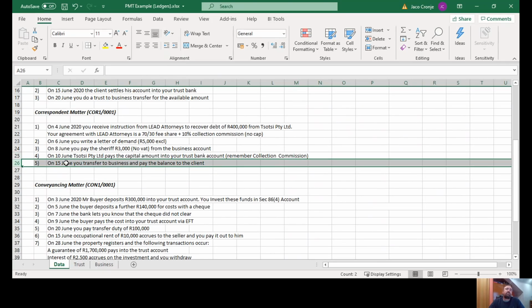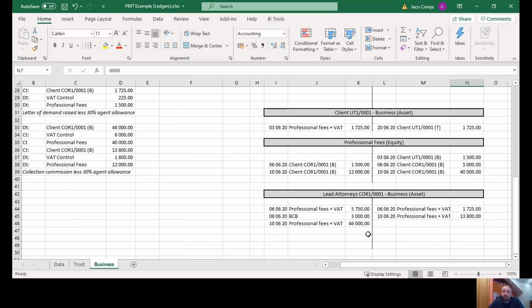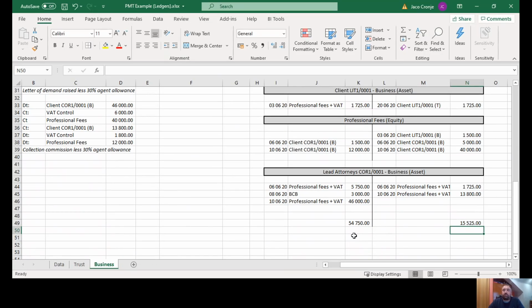Okay, and then lastly, on the 15th of June, you transfer to business and pay the balance to the client. So now we are again asking for a trust to business transfer. But now the trick is we need to first work out how much to do this trust to business transfer for. So I'm quickly going to do a little math exercise here and say, okay, well, you owe me 54,750, but I'm going to allow you 15,525.